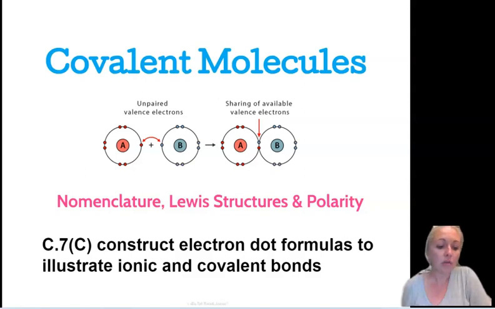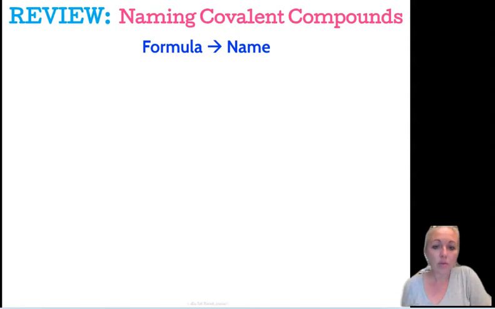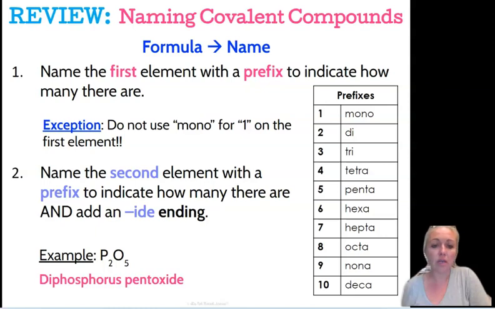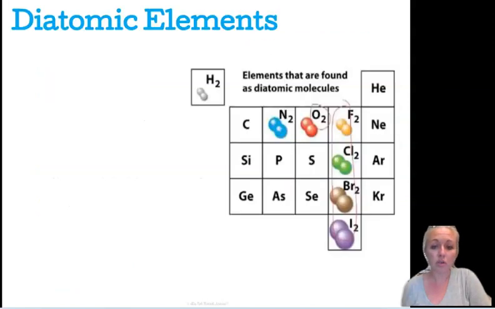Okay, make sure that you have your notes out so that you're ready to fill in your slotted notes as we go through the information on covalent molecules. So a lot of this is going to be review. This is naming covalent compounds. There's nothing for you to fill out here, just a nice review because your practice will ask you to name the covalent compounds as you draw their Lewis structures.